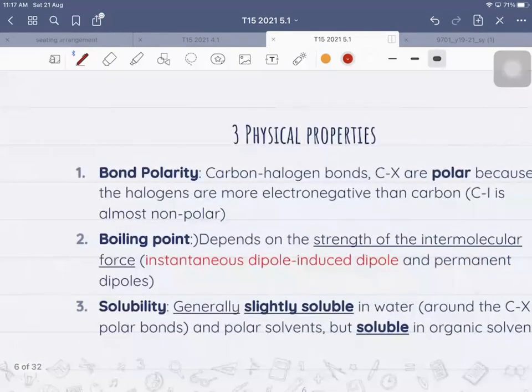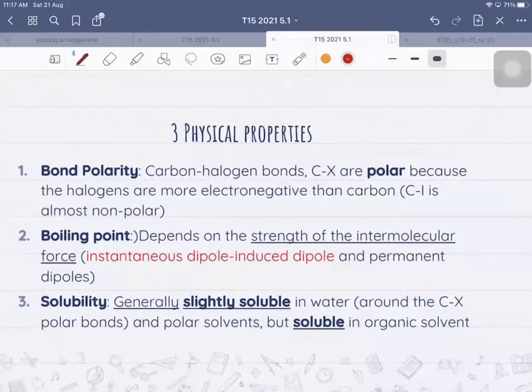Right. Moving on to the physical properties of halogenoalkanes. First and foremost, the functional group of a halogenoalkane is the carbon-halogen bond, which is most often represented by the C-X bond. Okay, where X can be fluorine, carbon-chlorine, carbon-bromine.